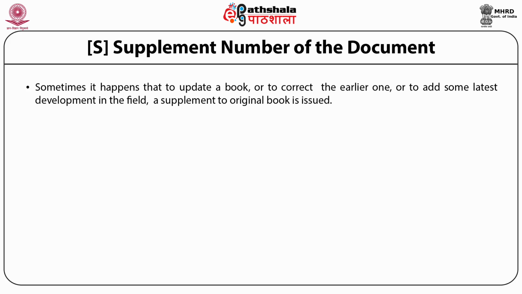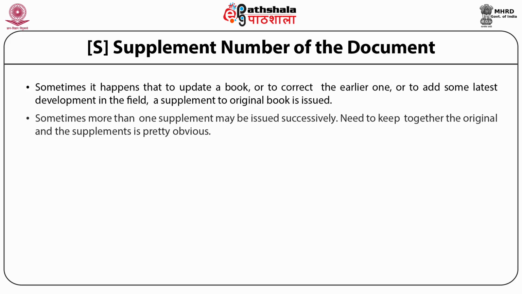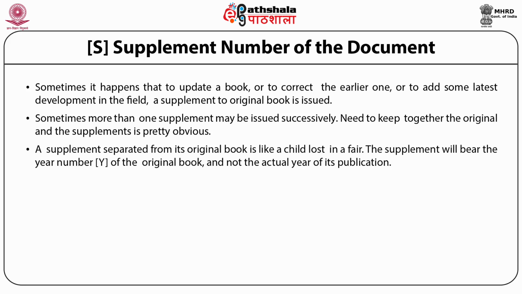Supplement number of the document. Sometimes it happens that to update a book, or to correct the earlier one, or to add some latest developments in the field, a supplement to the original book is issued. For example, the Encyclopedia Britannica always adds an annual volume, which is sort of a supplement to the full set. Further, sometimes more than one supplement may be issued successively.